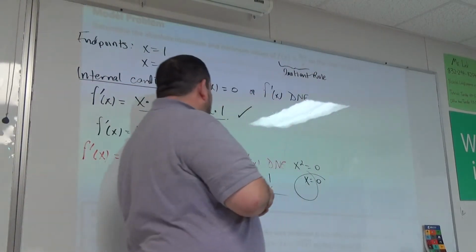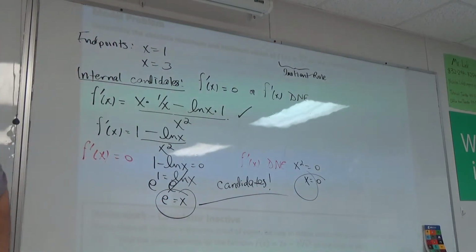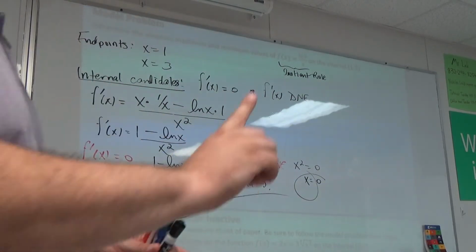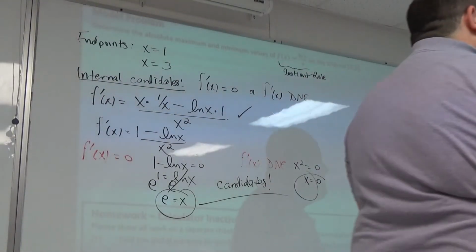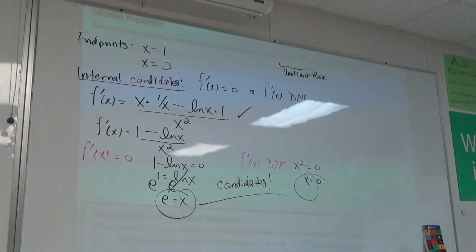Now, if you're going way too fast, like I just was here, you're going to make a mistake. How many internal candidates? There's only 1. Let me ask the question again. How many internal candidates, Jonathan? There's 2.